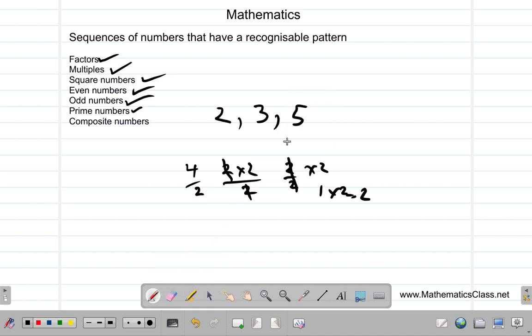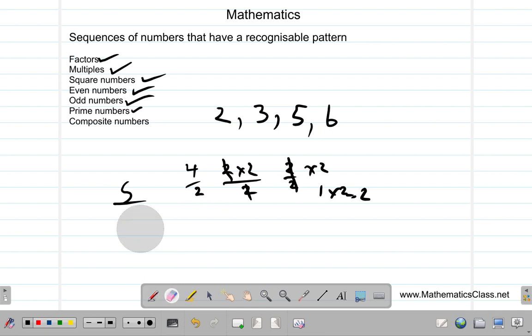Try 5. 1 into 5, good, you don't leave a remainder. 5 into 5, no remainder. 2 into 5, you leave a remainder. 3 into 5 goes one time, remainder 2, still a remainder. 4 into 5 goes one time, remainder 1. So 5 is a prime number.